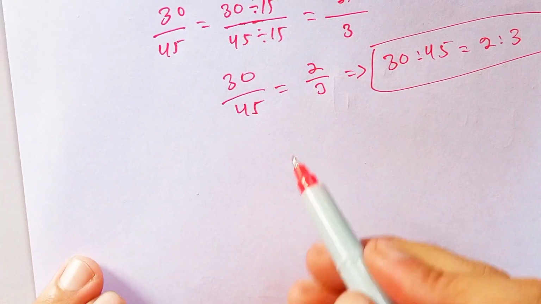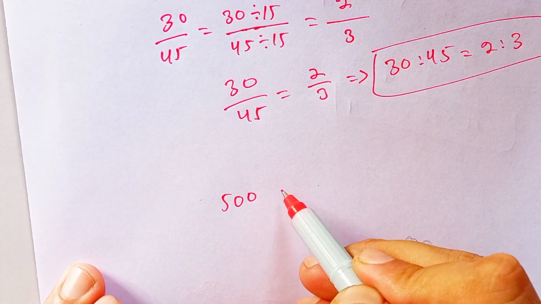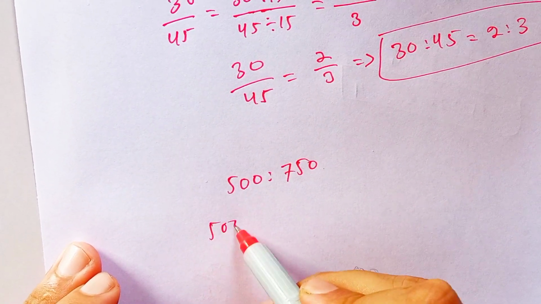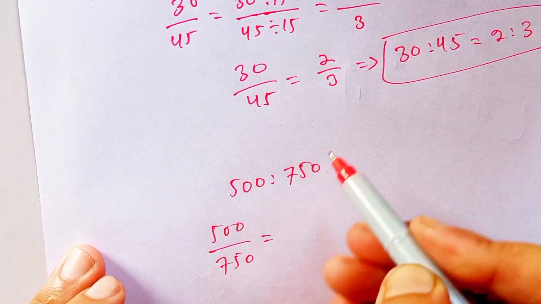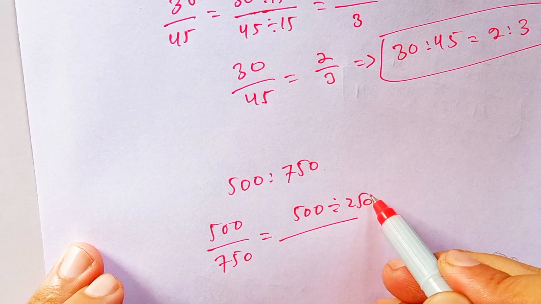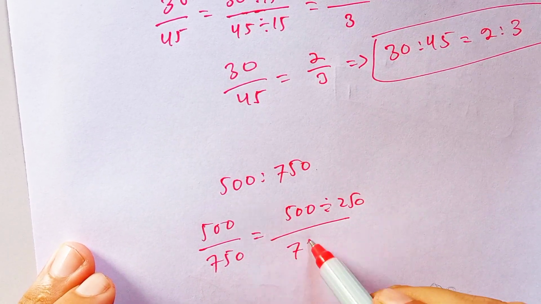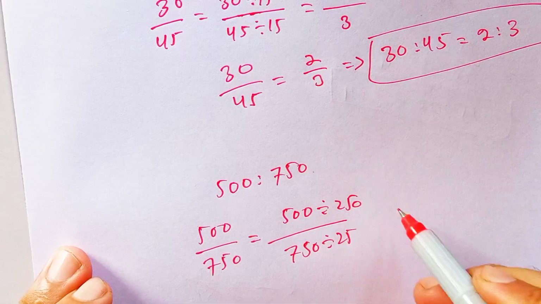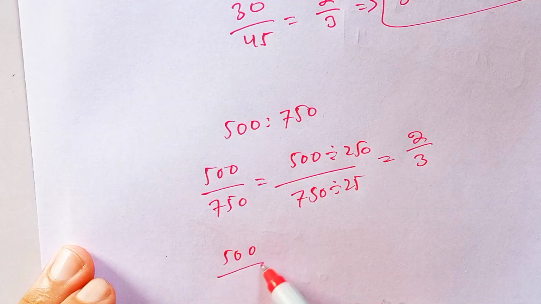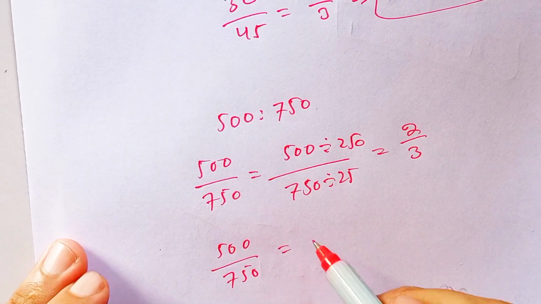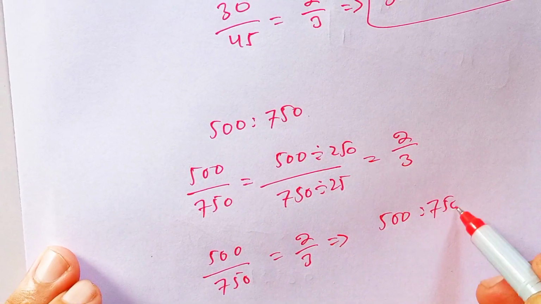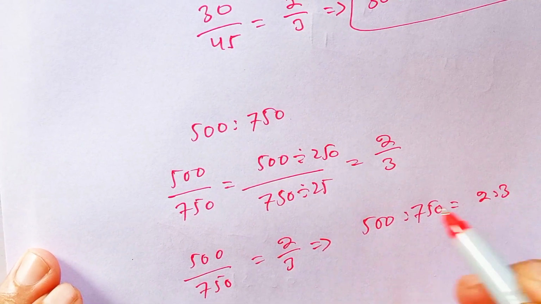And here is another example, 500/750. We can write it as 500 divided by 750, which is equal to 500 divided by 250 and 750 divided by 250, which is equal to 2 over 3. 500 divided by 750 is equal to 2 over 3, or 500 ratio 750 is equal to 2 ratio 3.